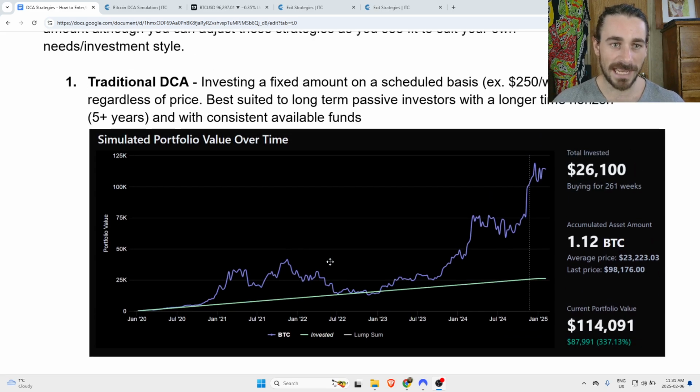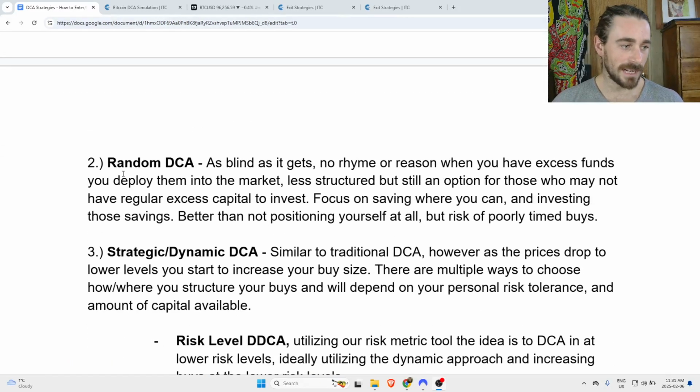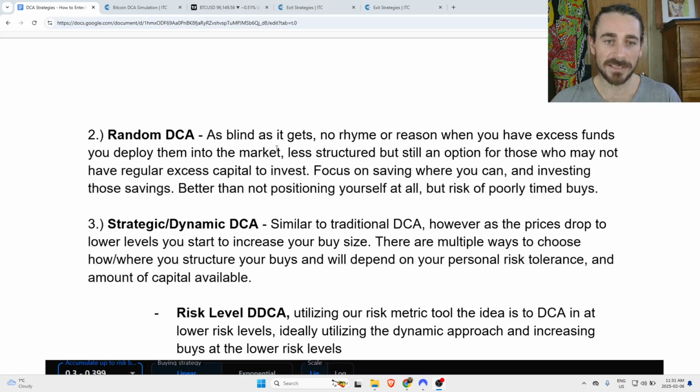That being said, we'll get down into a little bit more here. So there is, I call it a random DCA. So again, this is as blind as it gets, no rhyme or reason. So for people who might not necessarily have constant access to extra funds, so let's say you don't always have that extra $100 at the end of the week to be able to invest, but you still want exposure to the markets and you want to be able to pick up some of these assets, then there's nothing wrong with just allocating your capital as you have it.